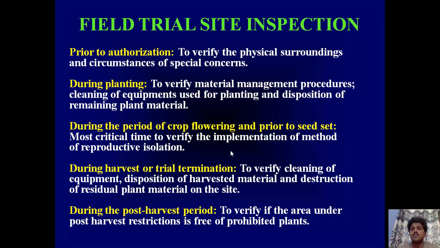And during the period of crop flowering and prior to seeds, the most critical time, to verify implementation of reproductive isolation. Why is it done? To prevent outcrossing, because this has transgenic pollen. The transgenic pollen may contaminate the rest of the varieties, and gene flow may happen. Then during the harvest or trial termination, to verify the cleaning of equipment, disposition of the harvested material, and destruction of the residual plant material on this site.